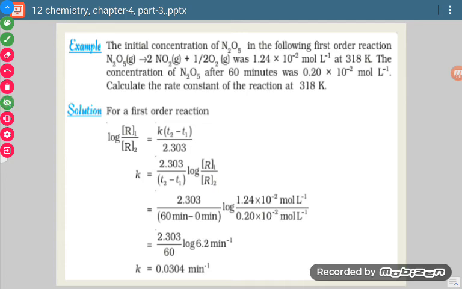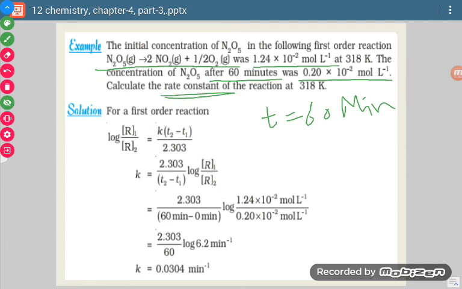The initial concentration of N2O5 in the following first order reaction. This is a first order reaction given to us, and initial concentration is given. The concentration of N2O5 after 60 minutes, means time value is given, it is 60 minutes, and the concentration is found to be 0.20 into 10 raised to power minus 2 mole per liter. Now see, we are given initial concentration also, we are given final concentration also, and we need to calculate the value of K.